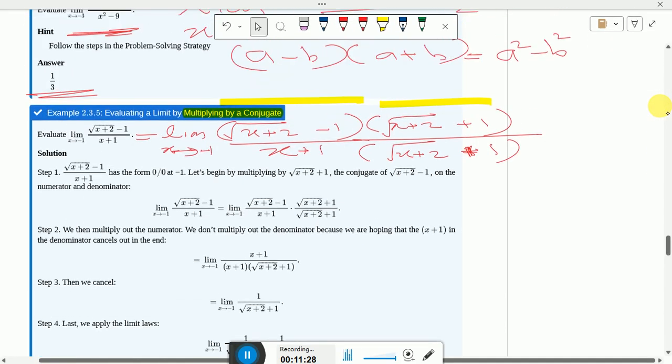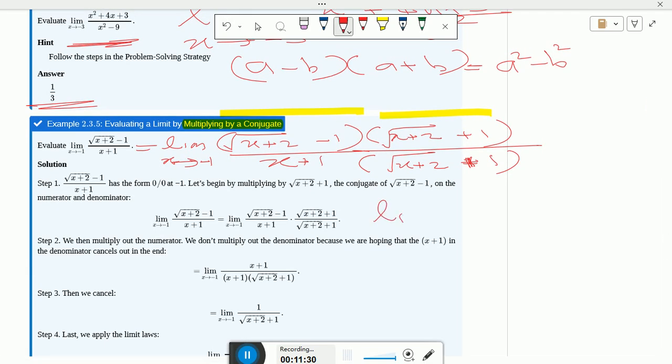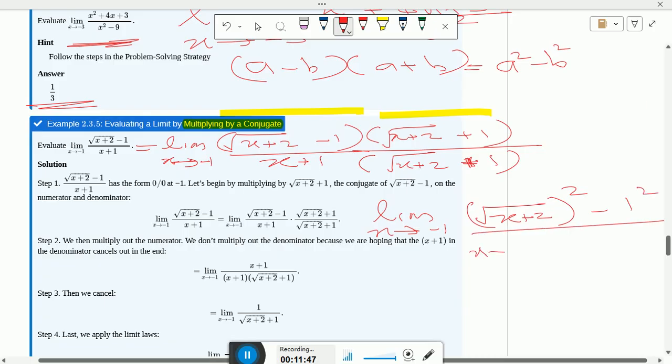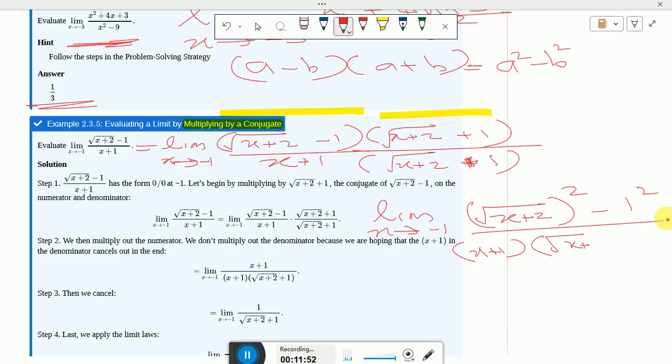If you apply the same theory here, what will happen? Limit x approaches minus 1. For this one we can say a squared minus b squared. So square root of x plus 2 whole thing to the power of 2 minus 1 to the power of 2, over x plus 1 into square root of x plus 2 plus 1. So now we can write limit x approaches minus 1, and here the square root and square we can remove, right?